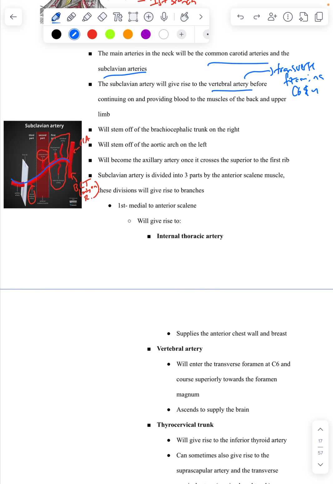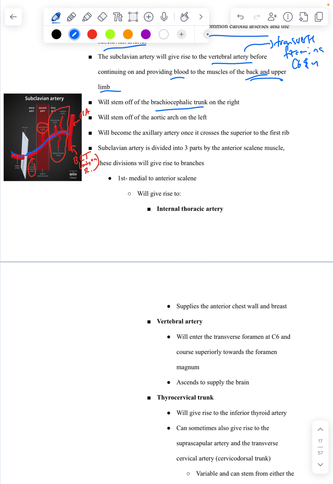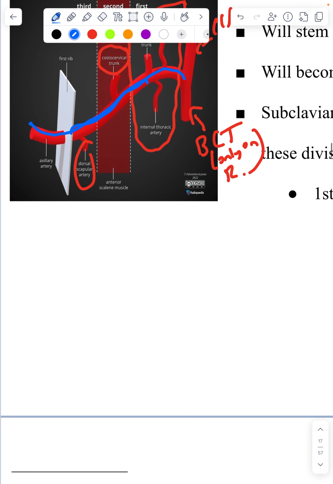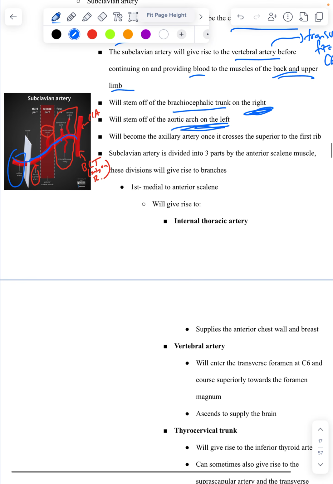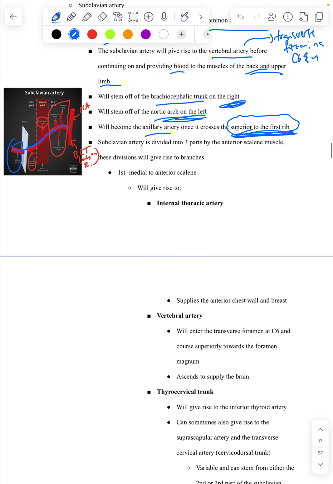It gives rise to the vertebral artery before continuing on, providing blood to muscles of the back and upper limb, and that's like later on. It comes off the brachiocephalic trunk on the right, which we just said, but on the left it comes off the aortic arch with the left common carotid artery. Later on, when it's done with the three parts, it becomes the axillary artery. So it becomes the axillary artery specifically when it crosses superior to the first rib. So that's an important location because they've mentioned that multiple times. And then it's divided into three parts by the anterior scalene muscle.